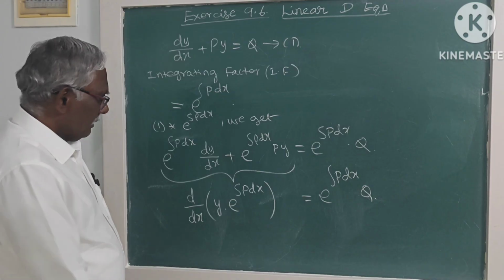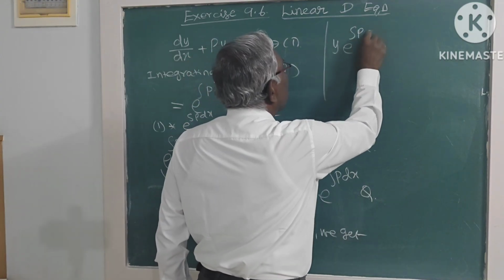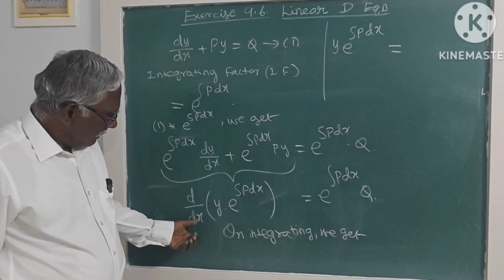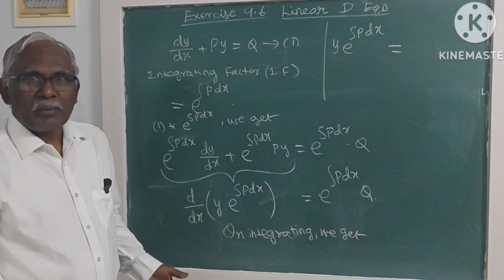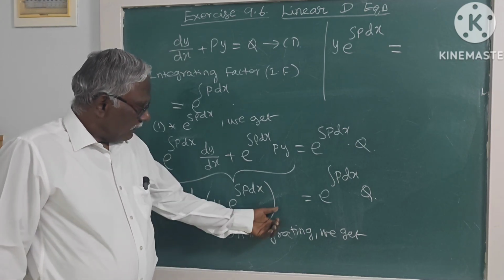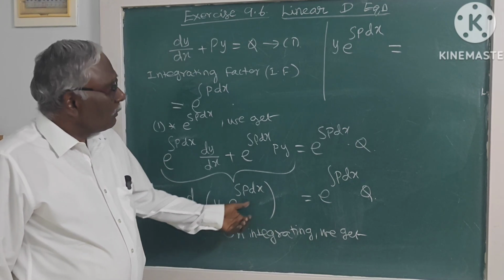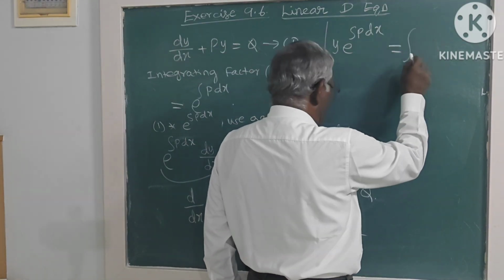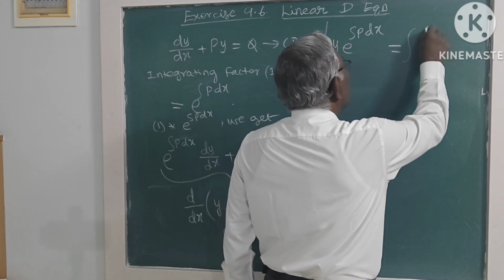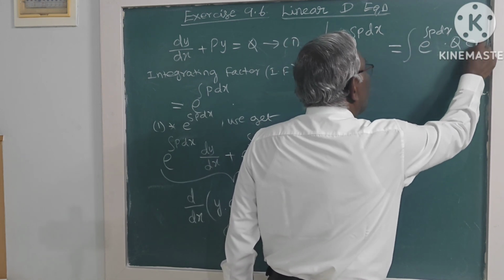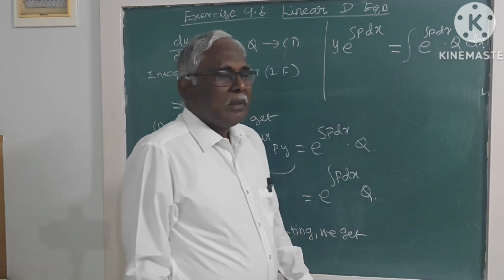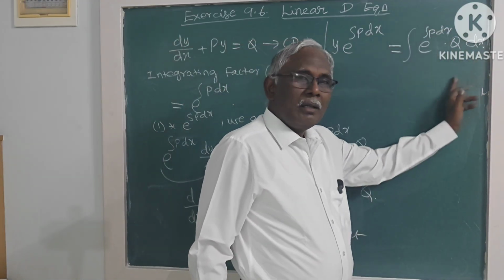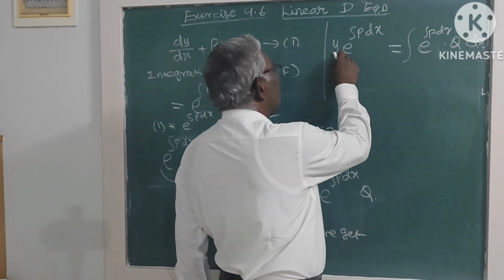On integrating we get the left hand side, which is a differentiation. Integration is the inverse process of differentiation. So on integrating this left hand side we'll get y into e power integral p dx. The right hand side is integral e power integral p dx into q dx. Now p and q both are functions of x or constant. We have to evaluate this integral, then we can find the value of y.